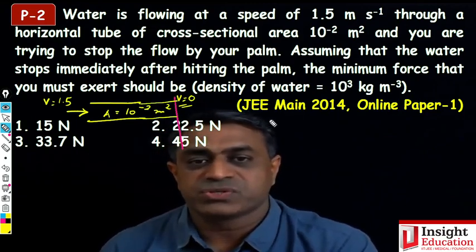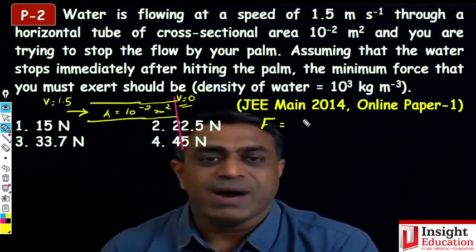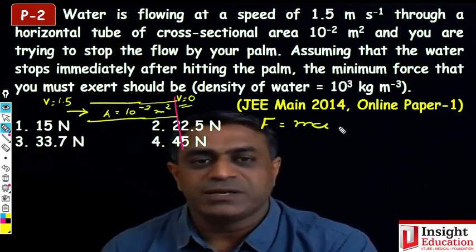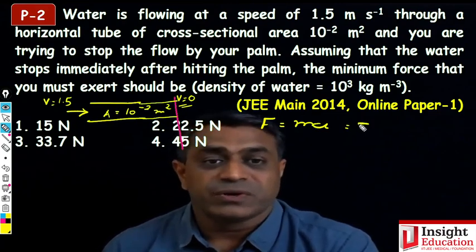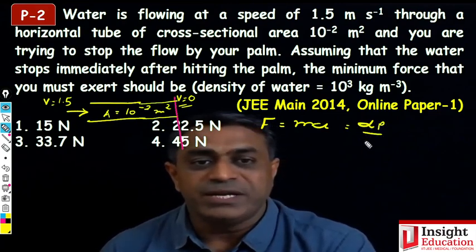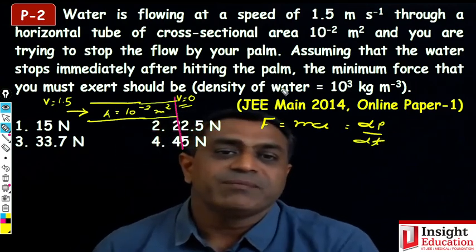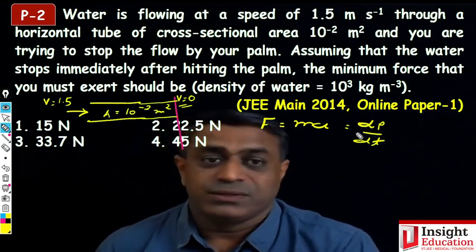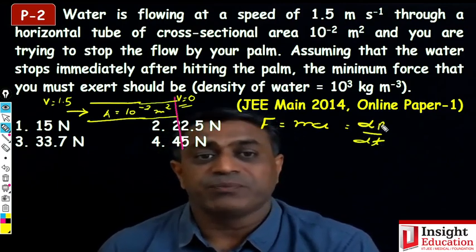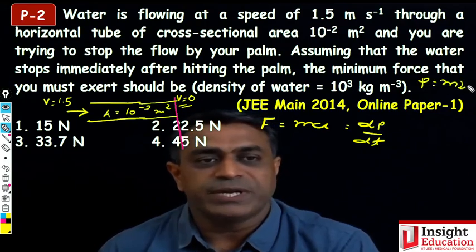Force is equal to mass into acceleration is one equation, but here it will not be of any use. So F is equal to dp by dt. Will it work or not? Okay, dp by dt. So P is momentum, so P is equal to m into v.